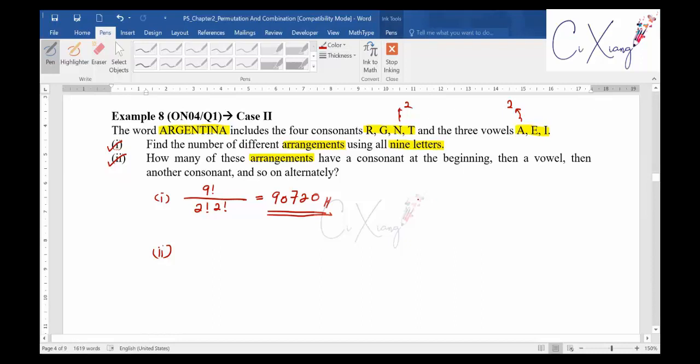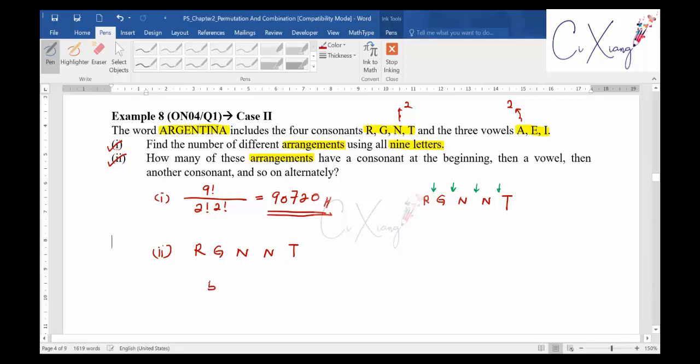So you can see, okay, how many consonants do I have? R, G, N, and T. Okay, and then they want to start with a consonant first, and after that you put in the vowel, like A, E, I, or you can arrange them. So for this one, it is fixed that the consonant must be at the beginning first. Okay, now I want to arrange the consonants first, R, G, N, and T.